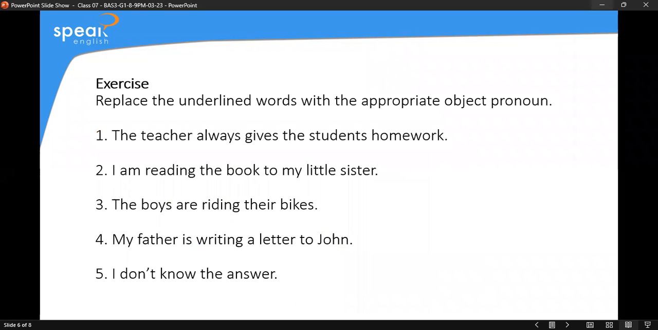Okay, now in the next exercise, what we are going to do is to identify what are the objects in each of the sentences, and we are going to change them so we can use the object pronouns, okay? So the first one, we are going to do it together so you can see how we are going to do the rest, okay? So in the sentence number 1, the teacher always gives the students homework, okay? What is the object?